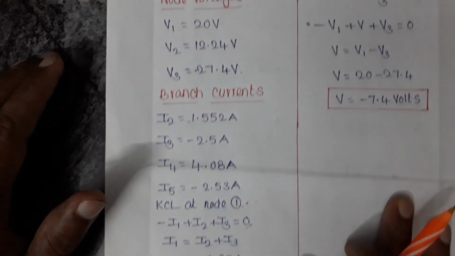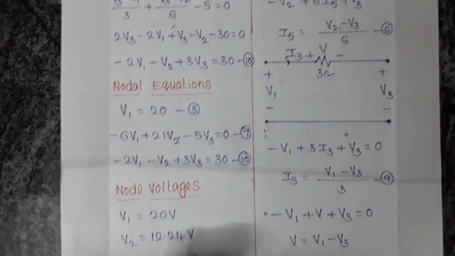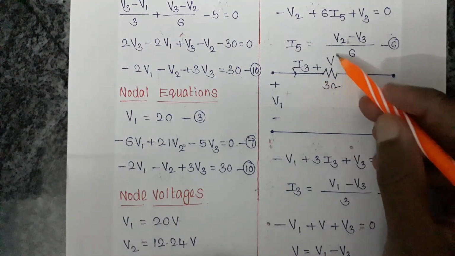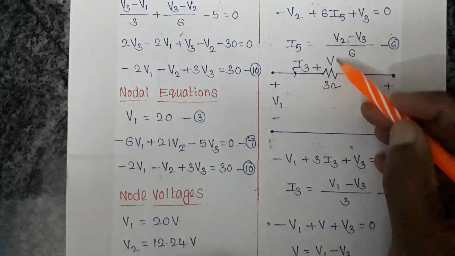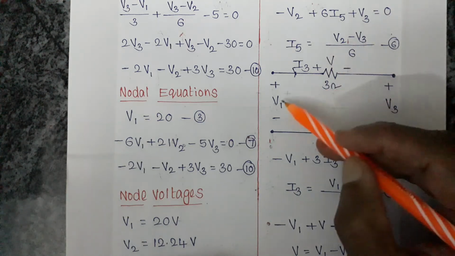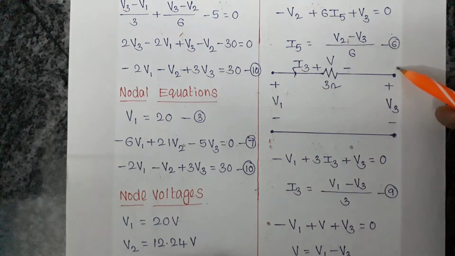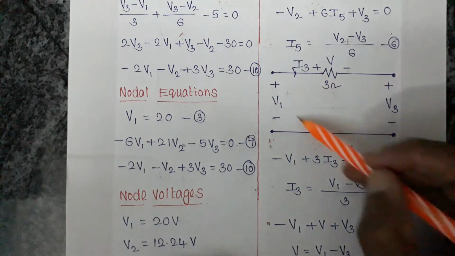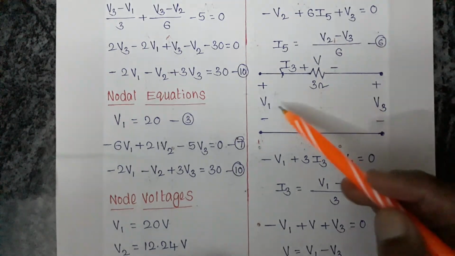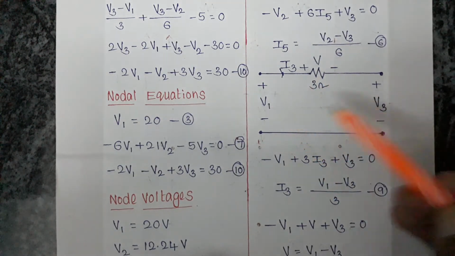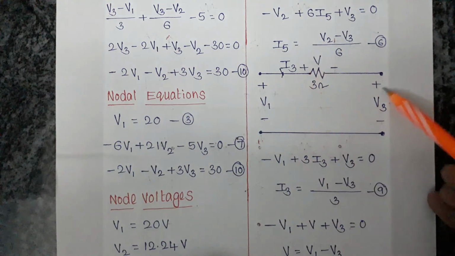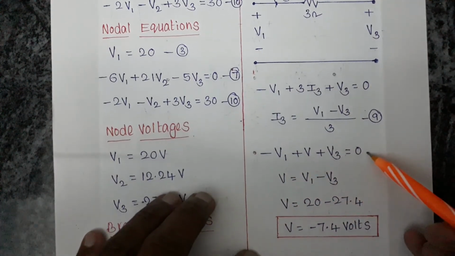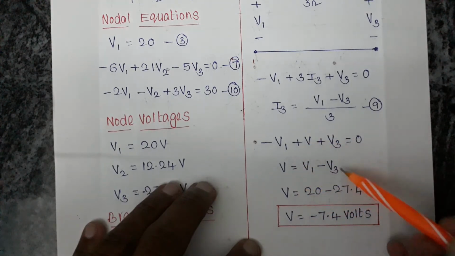But here he is asking about the voltage, the voltage across the 3 ohm resistor. So V is the voltage across the 3 ohm resistor, V1 is one terminal voltage and V3 is the other terminal voltage. Now writing KVL in this loop, we can get the relation between V1, V and V3: minus V1 plus V plus V3 equal to 0. So V equals V1 minus V3.